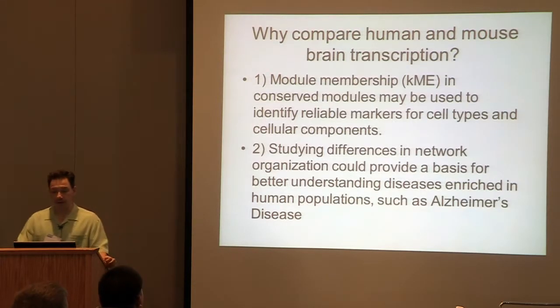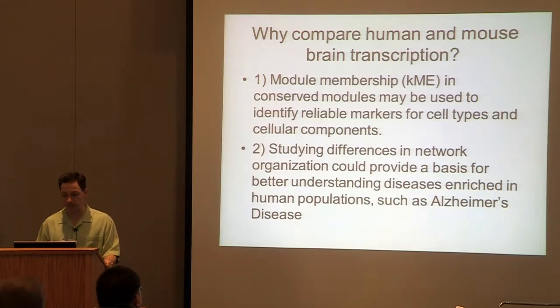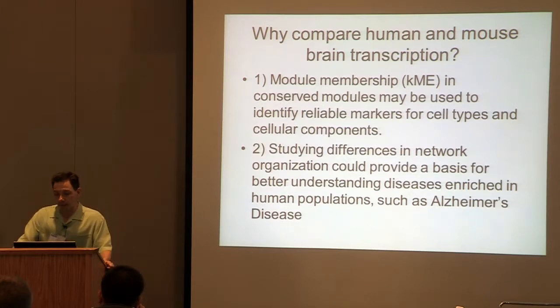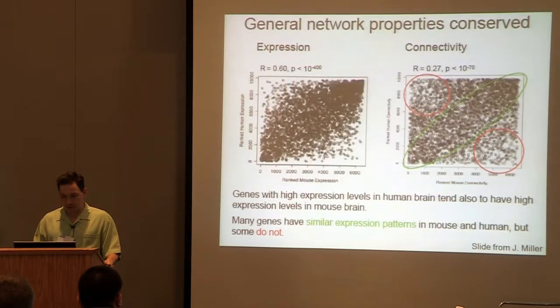Now, why would we do that? Well, because modules often correspond to cell types, and looking at hub genes that are present in preserved modules could lead to reliable markers for cell types across species. But also, Jeremy wanted to understand why certain diseases are enriched in human populations. For example, Alzheimer's disease is unfortunately a disease that afflicts humans, but not mice.